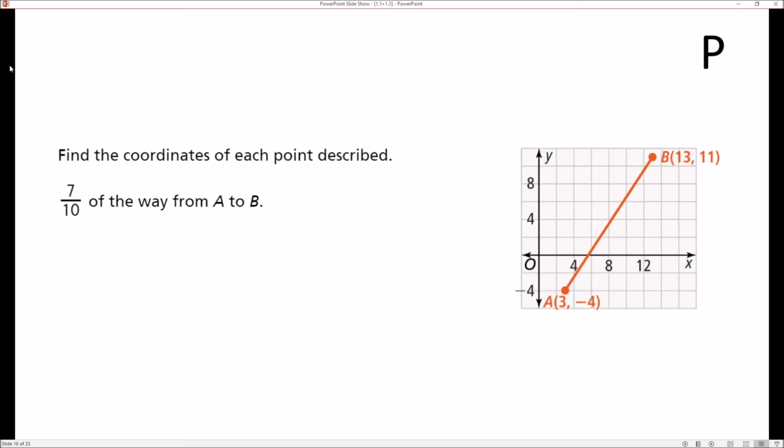All right, so here's your participation. And I want you to find the coordinates of the point described 7/10 of the way. Looks like we have the same problem, so you already have a head start. You know the changes are 10 and 15. And you're just going to move from there to find basically what amounts to 7 over 10 is 70%.